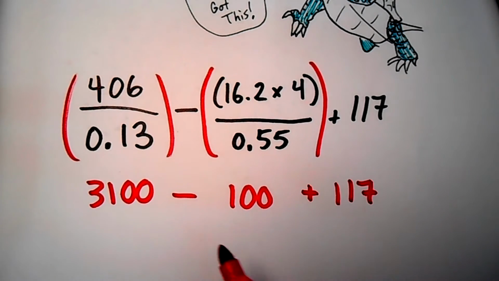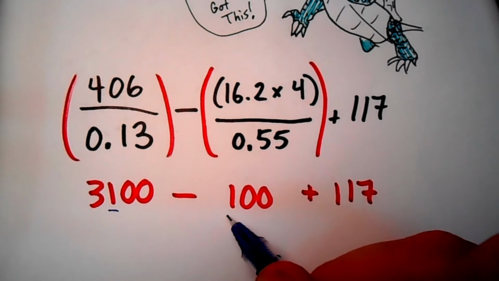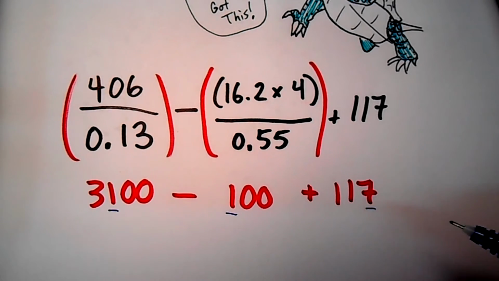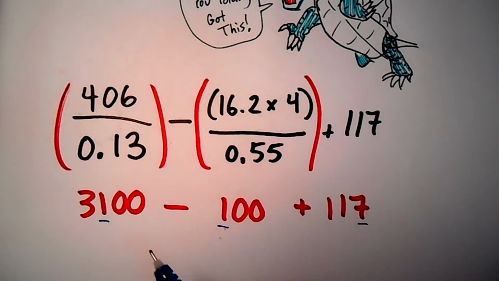So now I'm in addition and subtraction rules. I've got 3,100. That has precision now. It's all about the amount of precision it has. Precision to the hundreds place. My 100 has precision only to the hundreds place. My 117 has precision to the ones place. So with those values, my answer is going to have precision to the hundreds place.